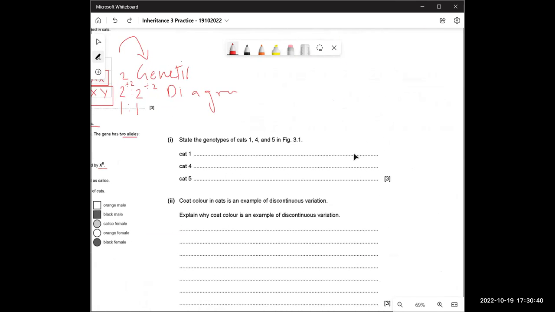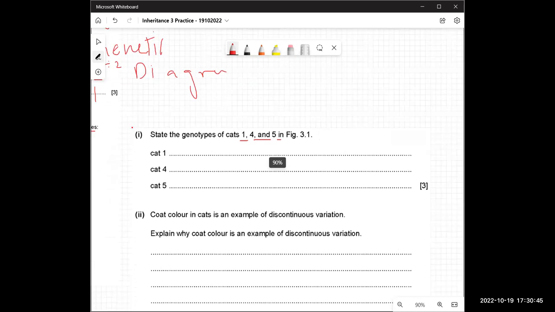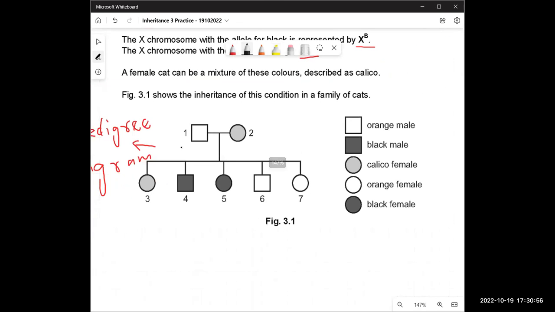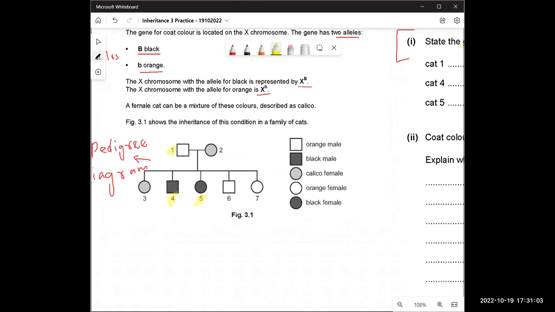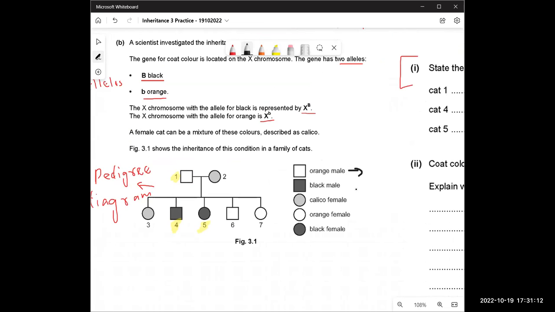Now state the genotypes of cat 1, 4, and 5. So they are asking us the genotype of cat 1, 4, and 5. What are they asking us? Genotypes. Now where is 1? 1 is this one. Then 4 and 5. Now look, orange, male. So the male is orange. What is the genotype of this male? Tell me.